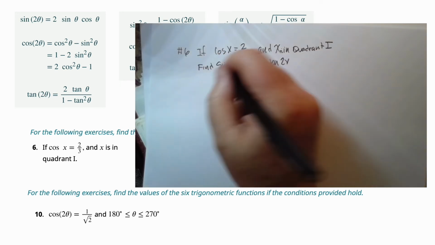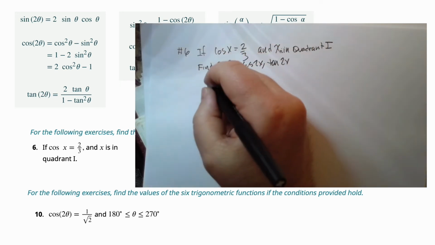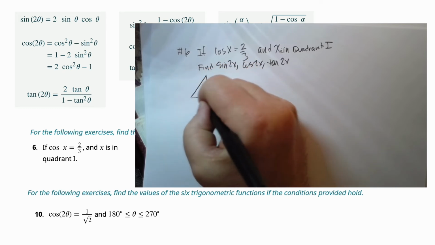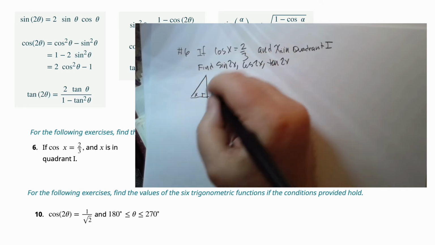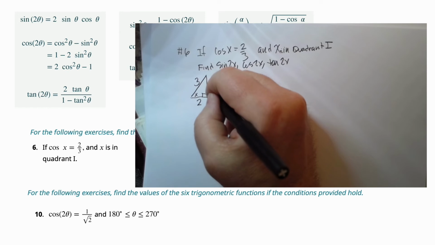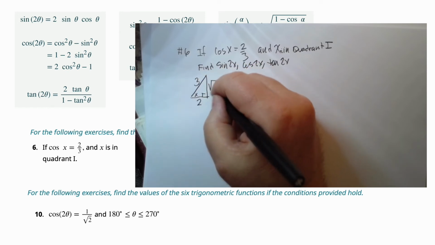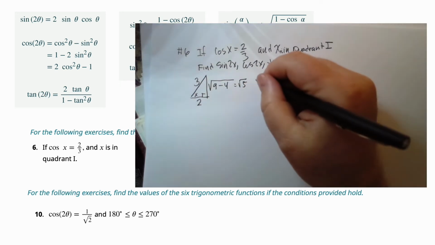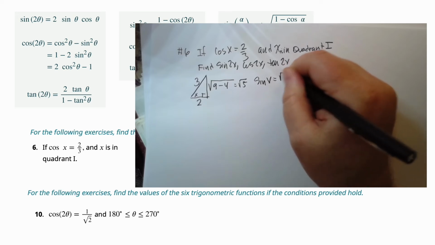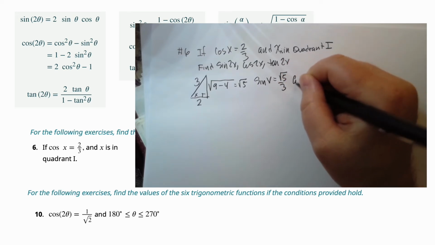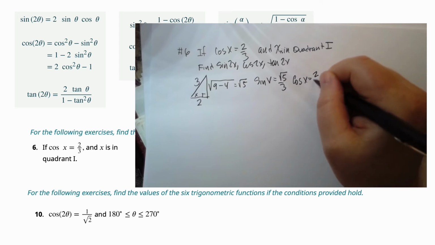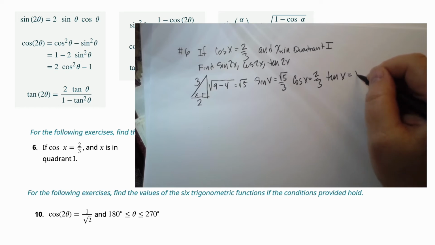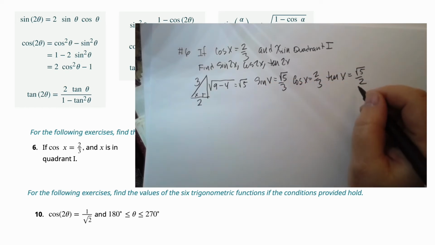Okay, so to do this we need the sine, the cosine, and the tangent. So let's figure out what those are, and that's just that SOHCAHTOA stuff. So let's draw a little triangle. Here's our right triangle, here's x. Since the cosine is adjacent over hypotenuse, that would make this side the square root of 3 squared minus 2 squared, square root of 5. So that tells us that the sine of x is square root of 5 over 3, and the cosine of x, well, 2 over 3, we already did that. Tangent of x is square root of 5 over 2. So now we just use these three things.